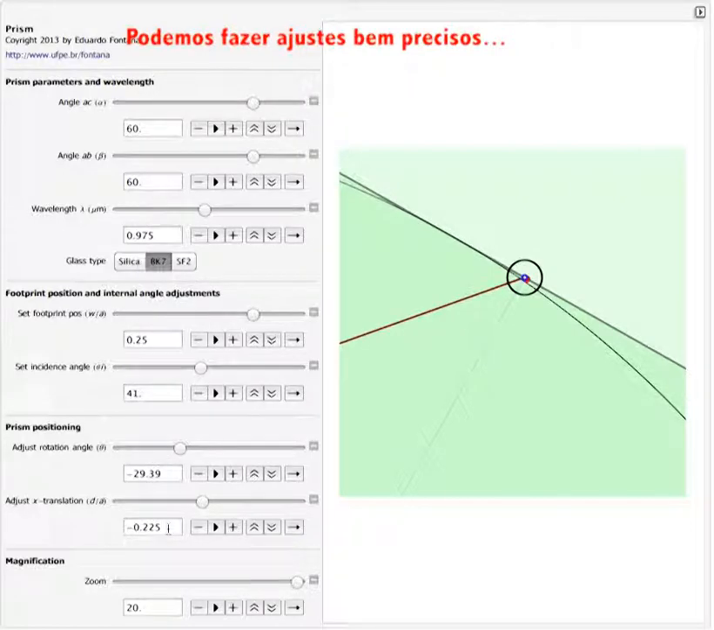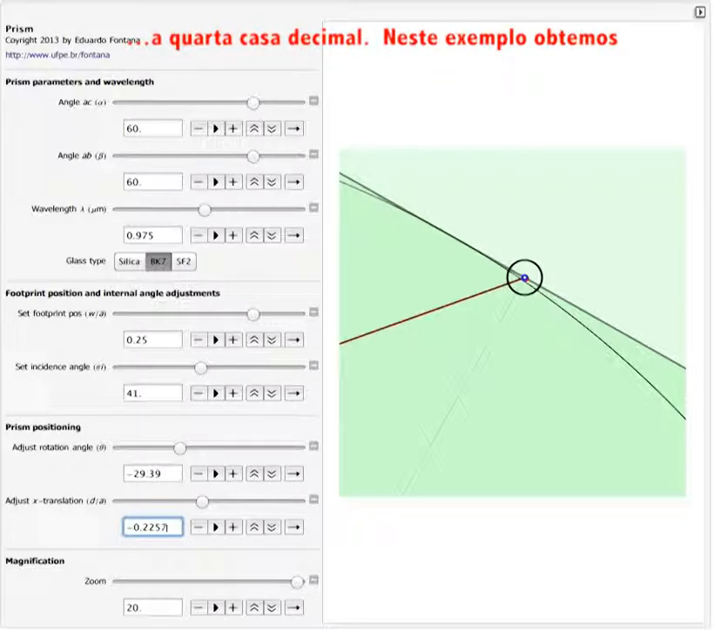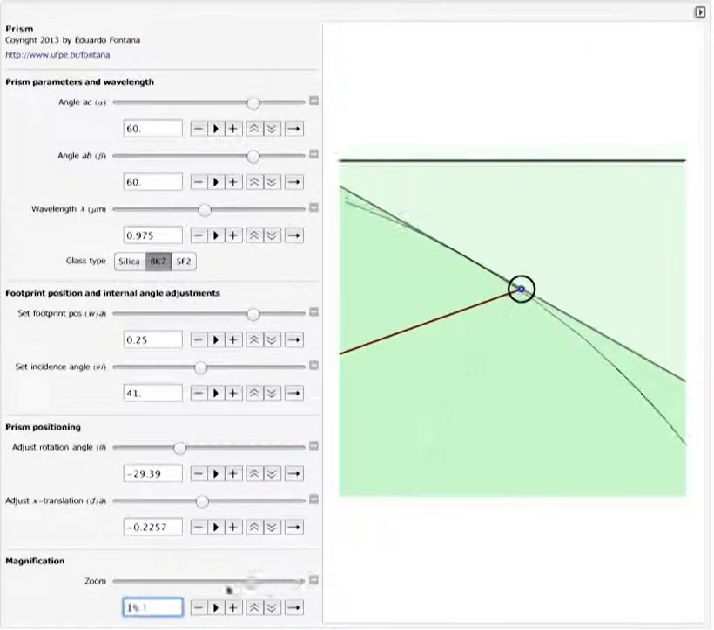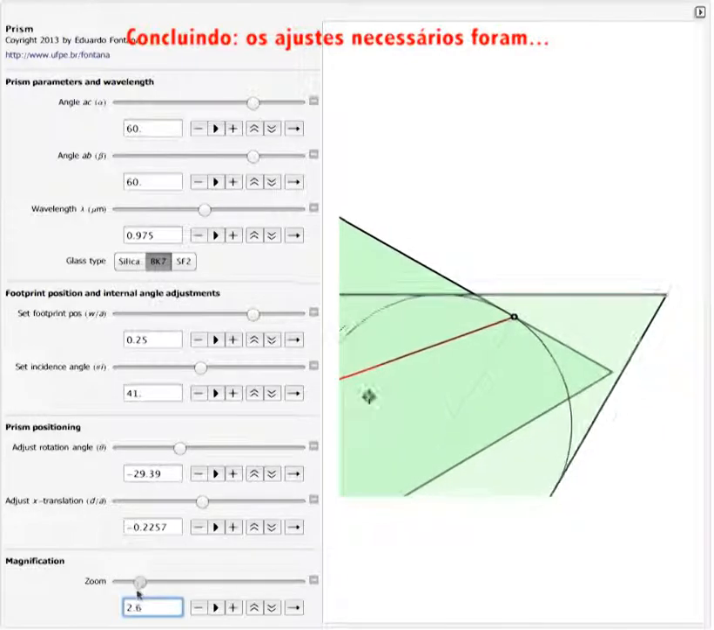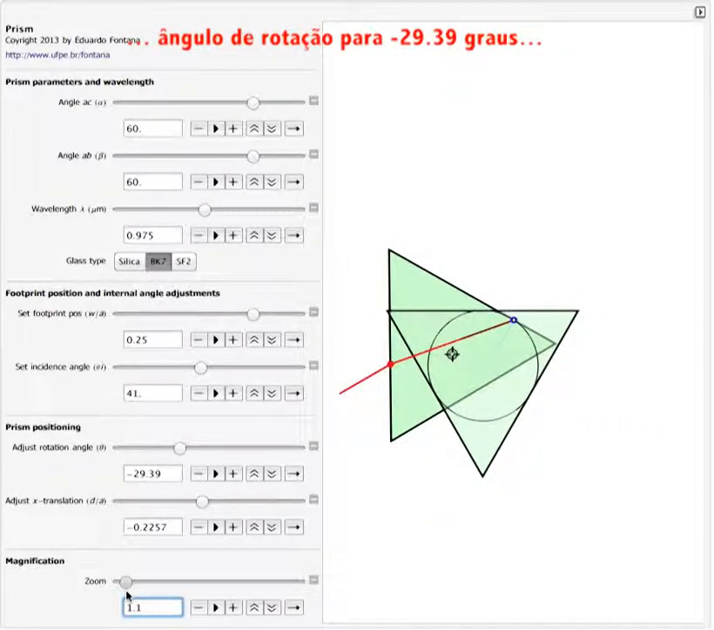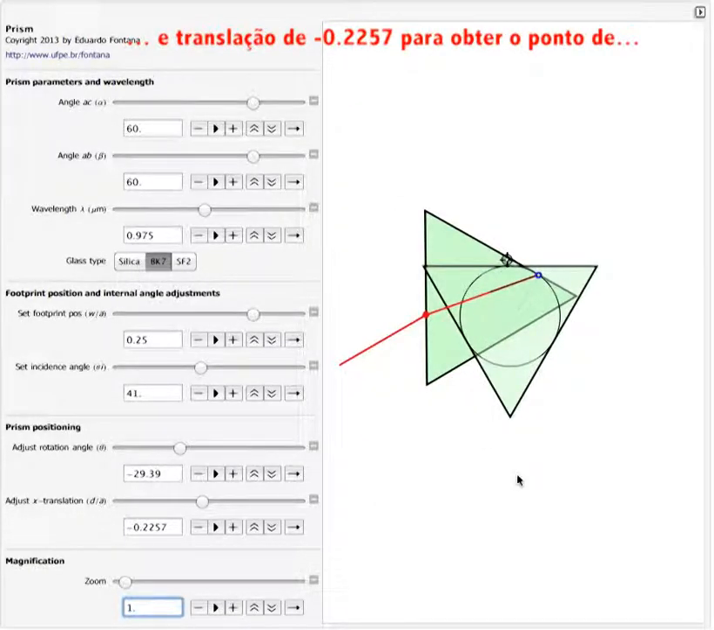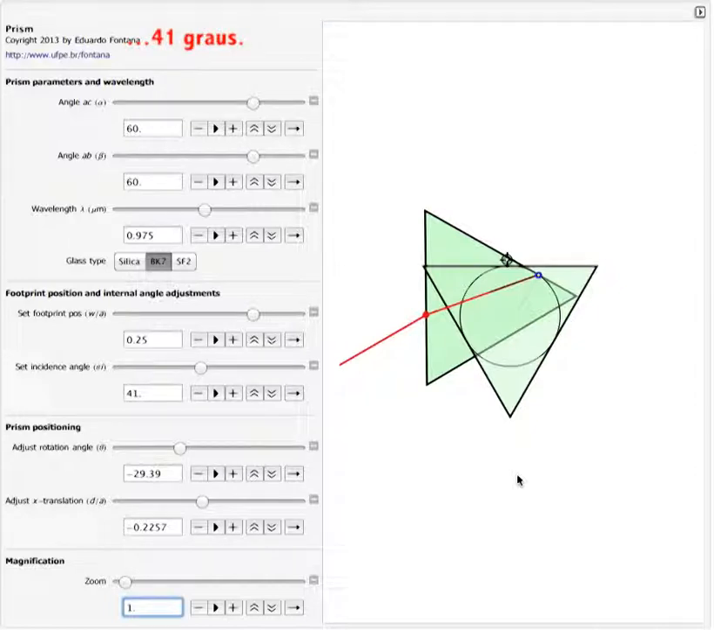We can make very fine adjustments and enter values to even adjust the fourth decimal place. In this example, we got minus 0.2257 for the translation. In conclusion, we have set external angle to minus 29.39 degrees and translation to minus 0.2257 to get the footprint at the desired relative position of 0.25 to the right of the upper face center at an internal angle of 41 degrees.